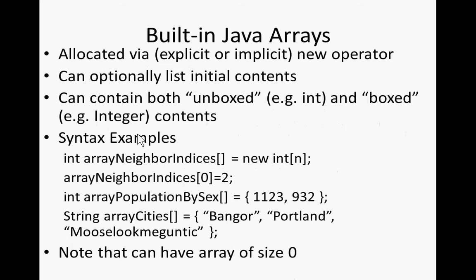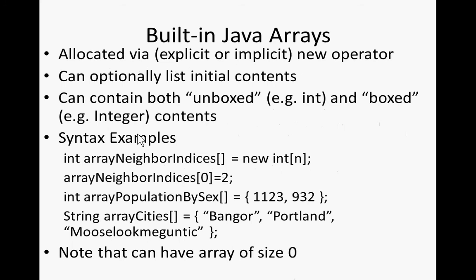So you might want to create a list of the cell numbers that have a certain characteristic or something like that. And this is the way you write to it. If you have a reference to an array, you write array of 0 equals 2. This is writing to the first element. There's one for the second element. Or you can create an array like this: array population by sex, which lists the number of people in the population for males and for females or something like that.